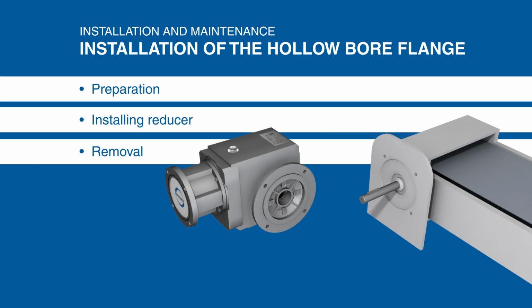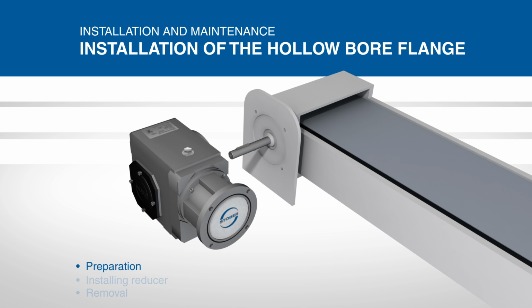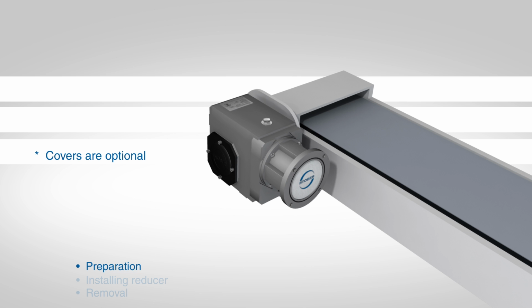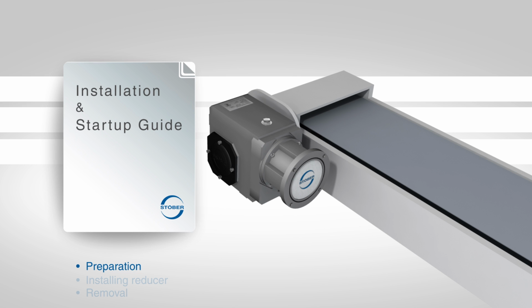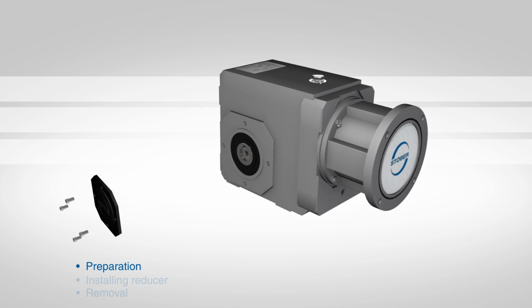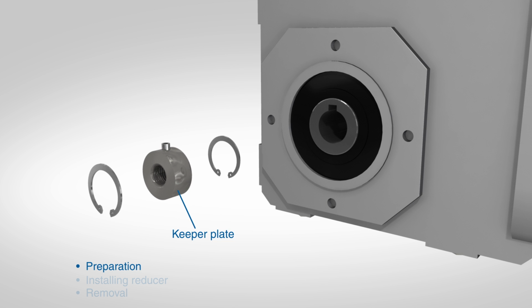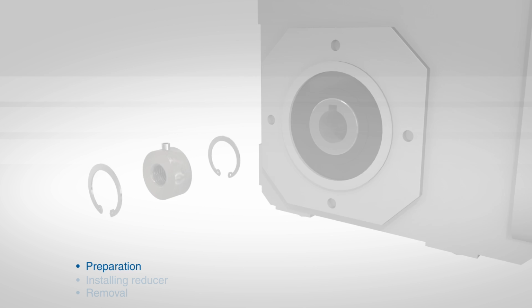If the Stober reducer is supplied with an output flange, the flange side of the reducer will bolt to the equipment flange. The tolerance for the hollow bore is shown in Table 1, and the shaft should be toleranced to fit this bore accordingly. Since your Stober reducer has been supplied with an output flange, please discard the keeper plate. The keeper plate, inside the quill, is held in place with snap rings and can be easily removed.